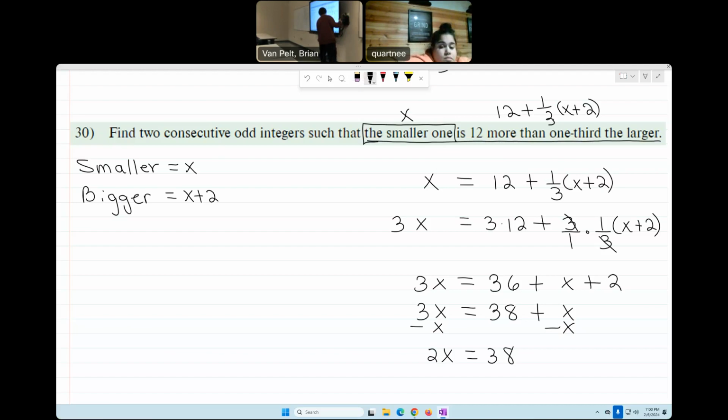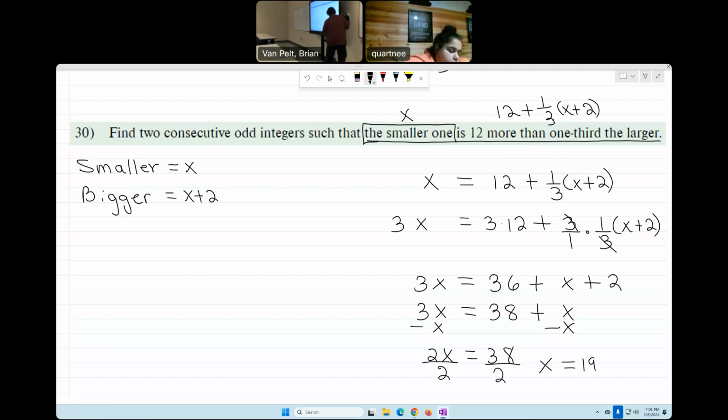16. Try again. There's 2 reasons why that answer is wrong. For one thing, what kind of numbers are these supposed to be? Odd integers. You just gave me an even. It's gonna be 15 to 17. No, let's divide by 2. Divide by 2, hey, I get x equals 19.